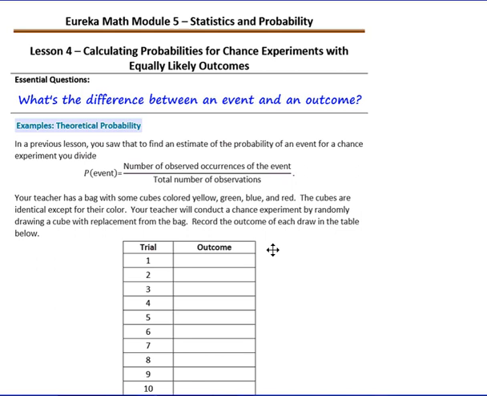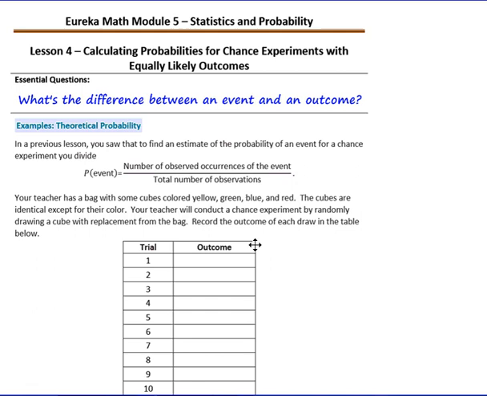Your teacher has a bag with some cubes, colored yellow, green, blue, and red. The cubes are identical except for their color. Your teacher will conduct a chance experiment by randomly drawing a cube with replacement from the bag. Record the outcome of each draw in the table below.